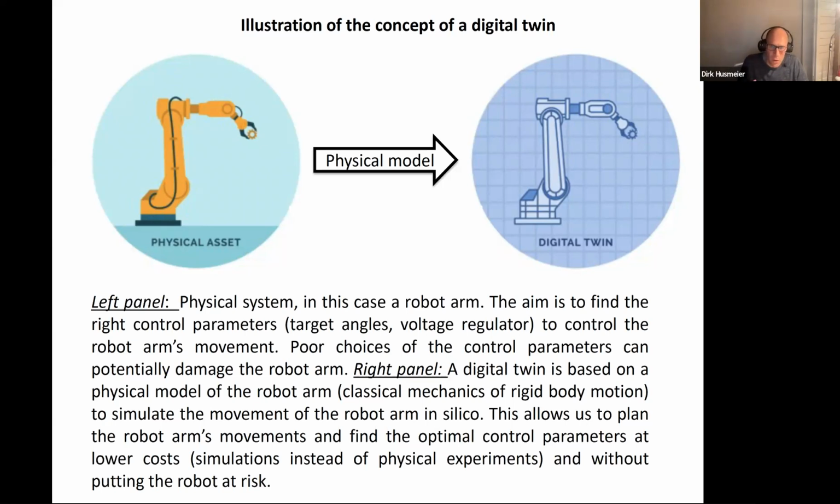So think of a robot that you want to deploy to remove toxic or radioactive substances in a hazardous environment, and you've never used the robot arm in that environment before, then it is a good idea to actually explore the movement of the robot arm, the control of the robot arm in silico first before deploying it in the real world. And that is what a digital twin can be used for.